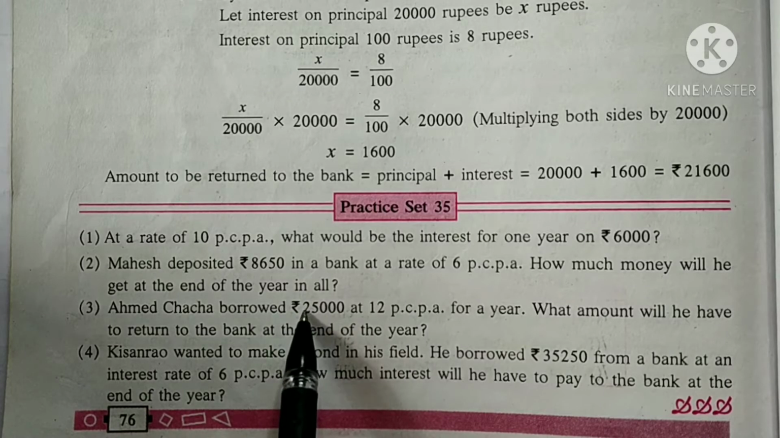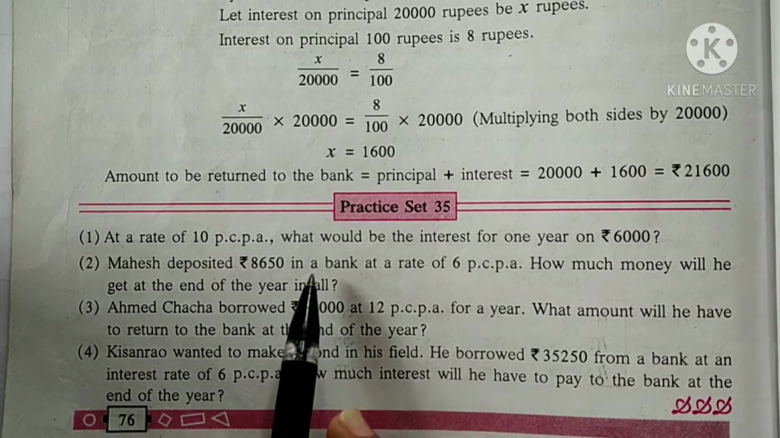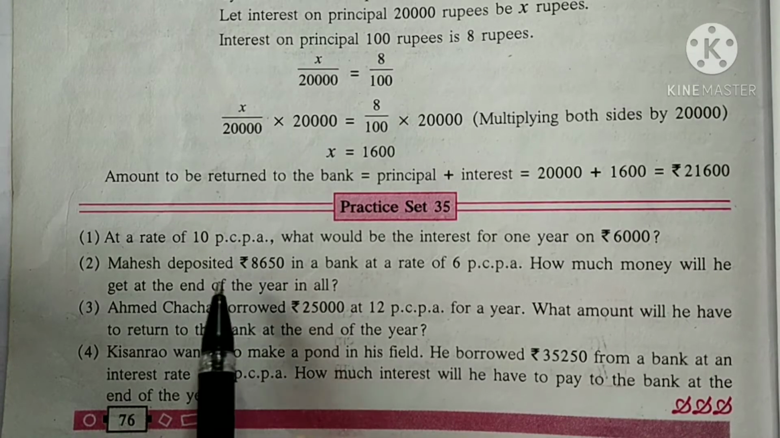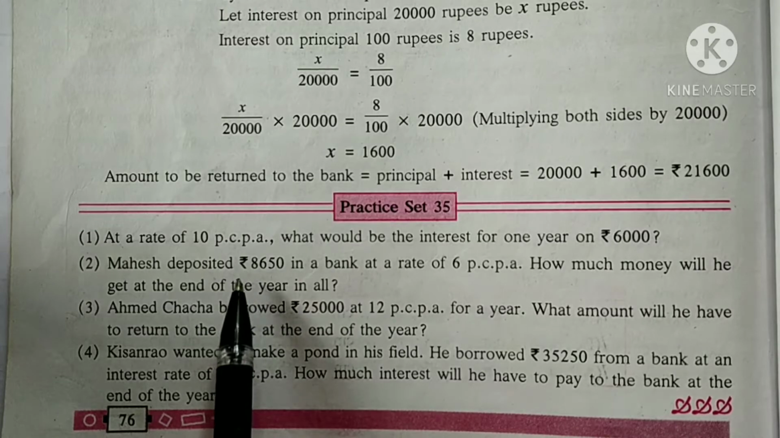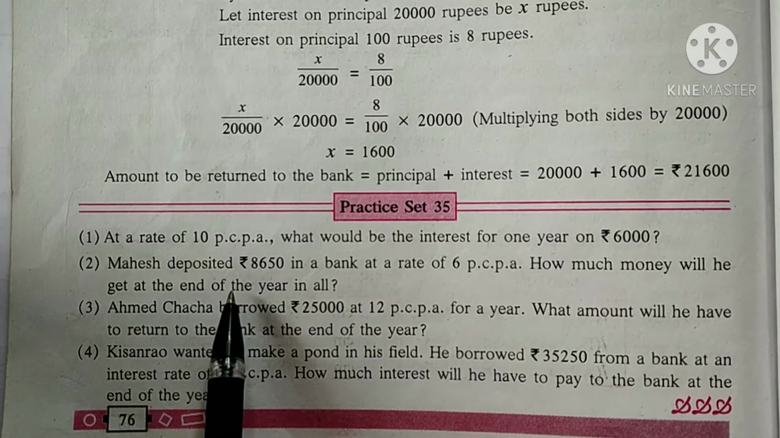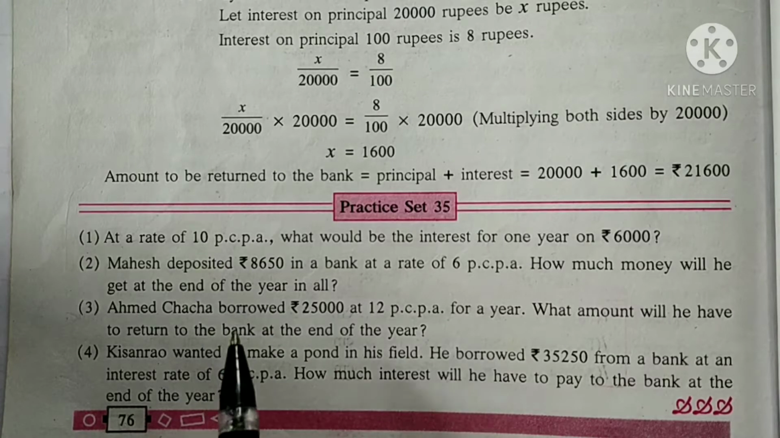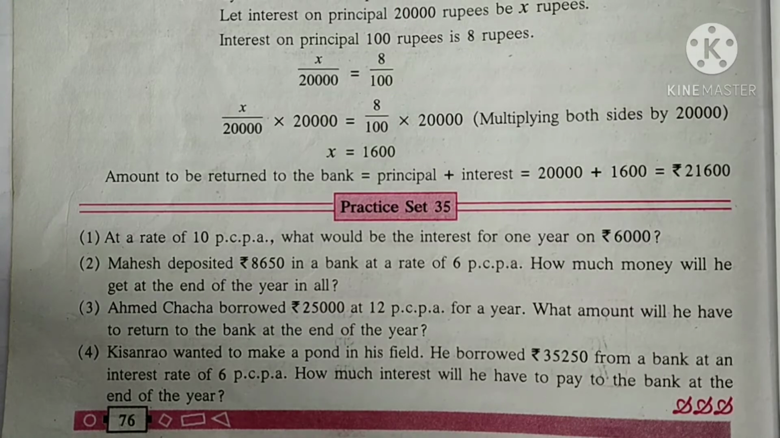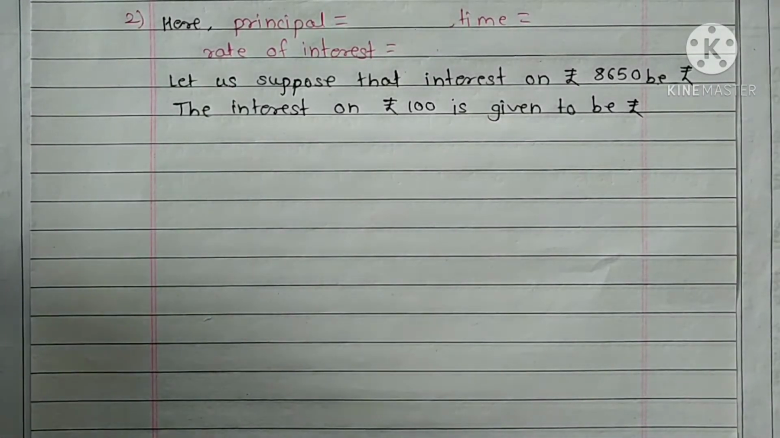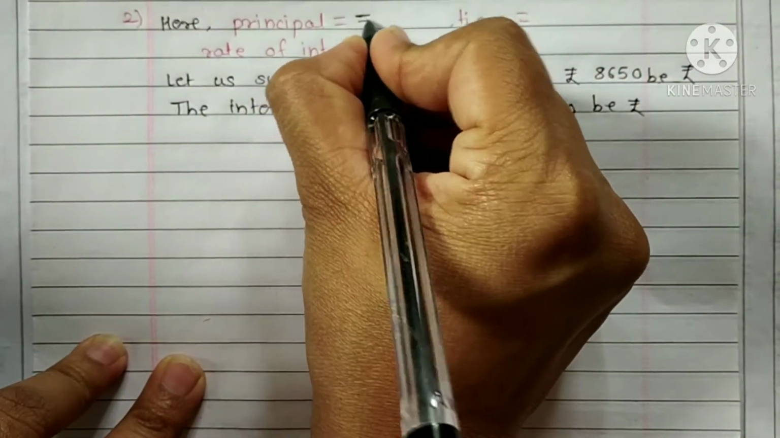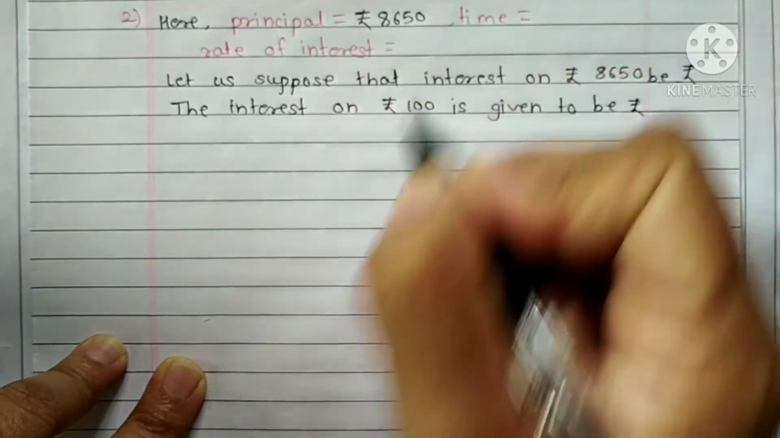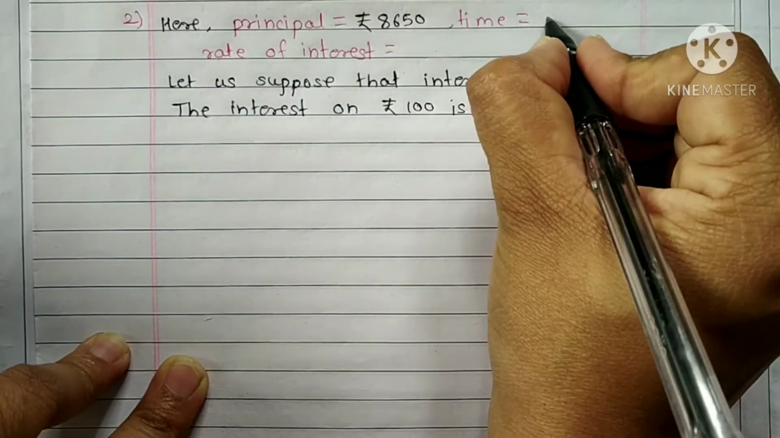So first we have to calculate interest on this amount, then we calculate the amount. The amount is calculated by using the formula principal plus interest. See step by step how to calculate the amount. First write down principal, rate of interest and time. Here the principal is rupees 8650 and time is 1 year.